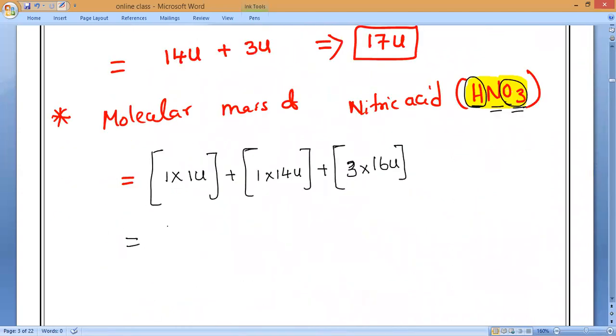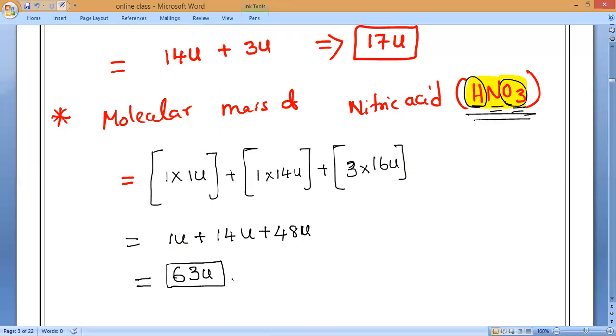Now you can apply. So you can do 1 into 1 u, 1 u, plus 14 into 1, 14 u, plus 16 into 3 is how much? 48. So if we add all this, we will get 63, not 69, 63 units. So what is the molecular mass of nitric acid? The molecular mass of nitric acid is 63 units.